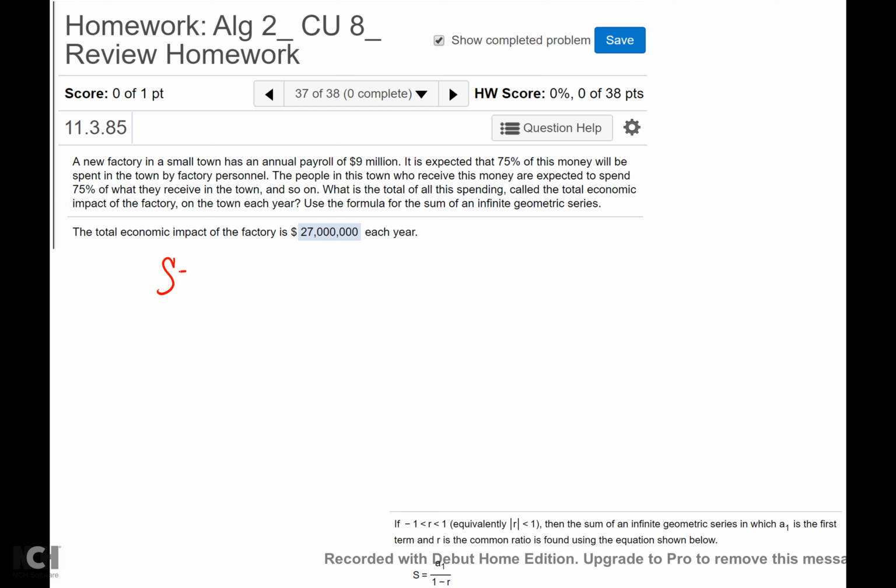And the sum for the infinite geometric series is a sub 1 over 1 minus r. So let's see, we are starting off with 9 million, and our common ratio is 75%, so 1 minus 0.75. Okay, so if I do 9 million divided by parentheses 1 minus 0.75, you get not the right answer.